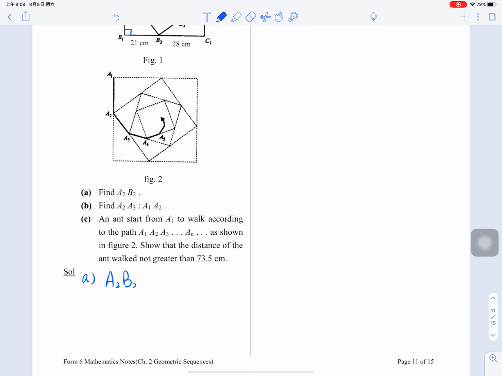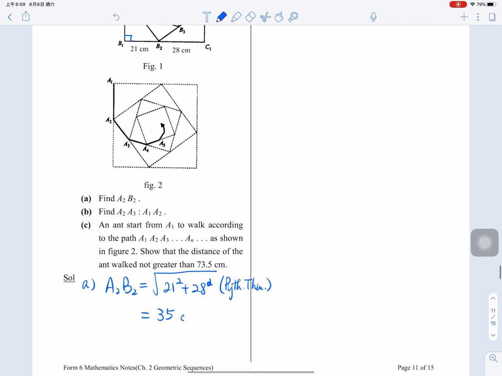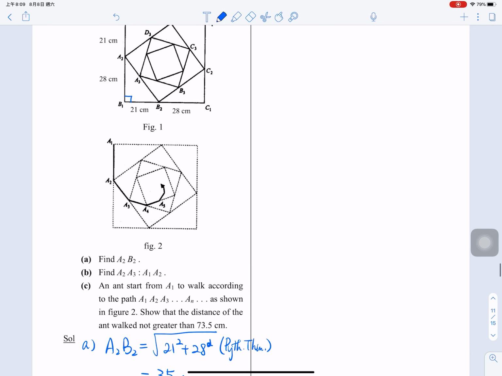A2, B2 equals this one. That means the square root of 21 square plus 28 square. This one is Pythagoras theorem. So at the end, this one is 35. Remember this time we have the units, cm. Okay? So this one is easy.